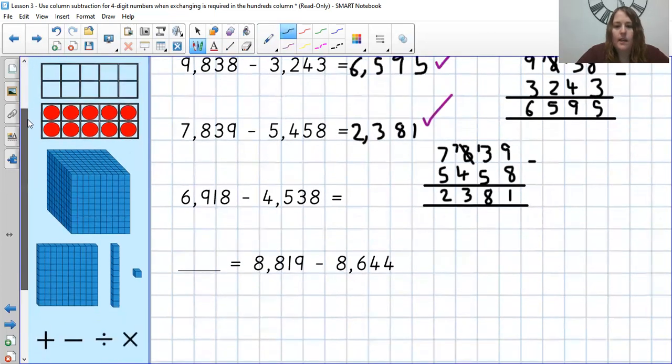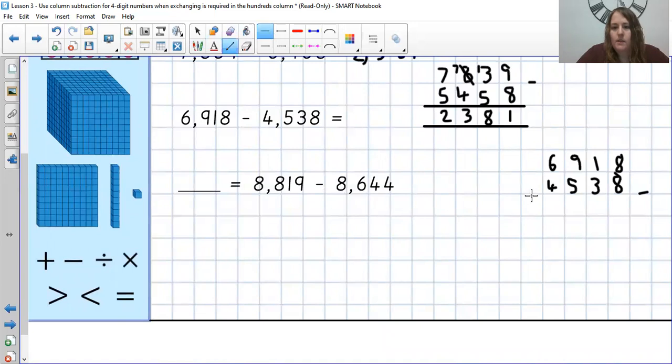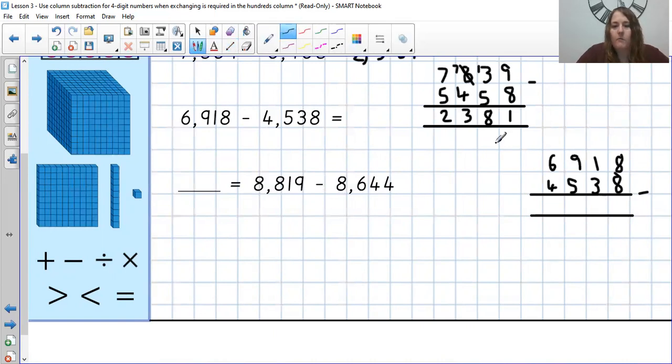Okay, moving down slightly. Next one we have 6,918, and we are subtracting 4,538. And again, we get our equal sign, 1 box per digit, making sure they're all lined up. And then we start from our ones column.